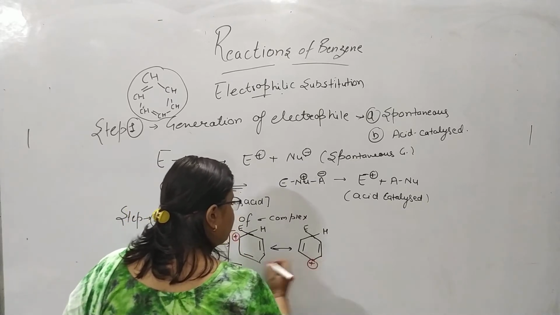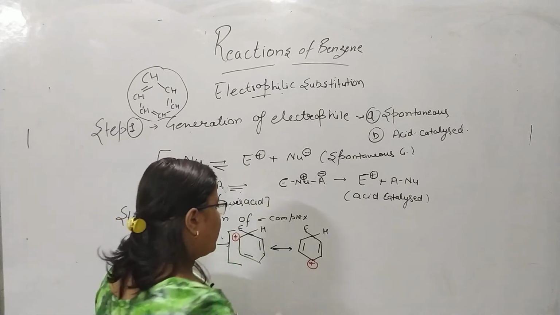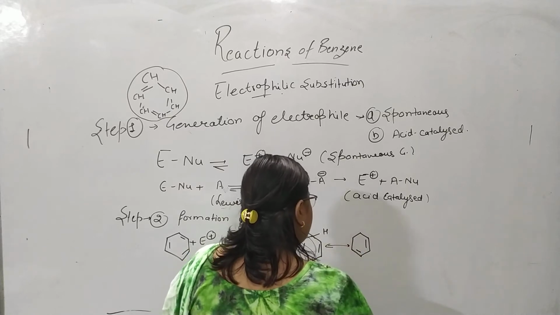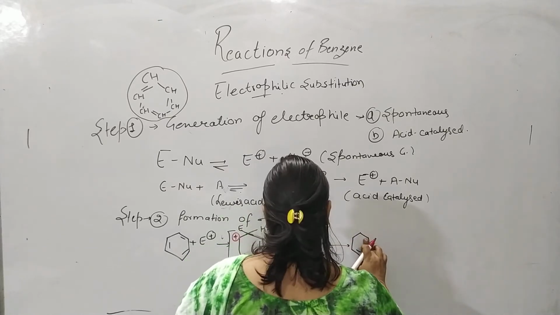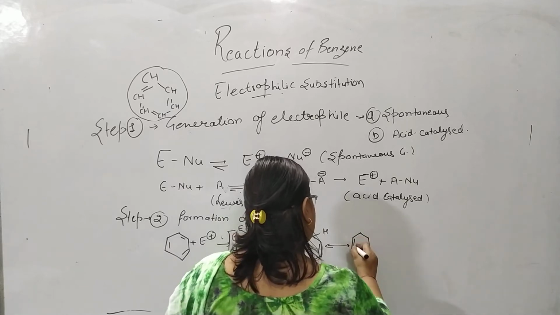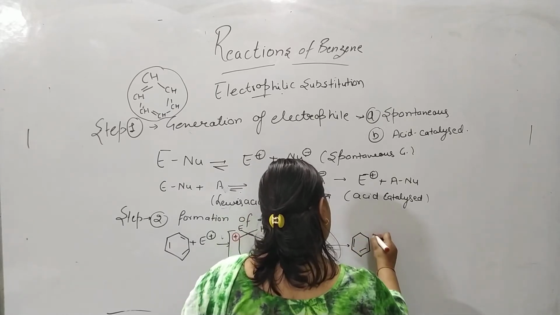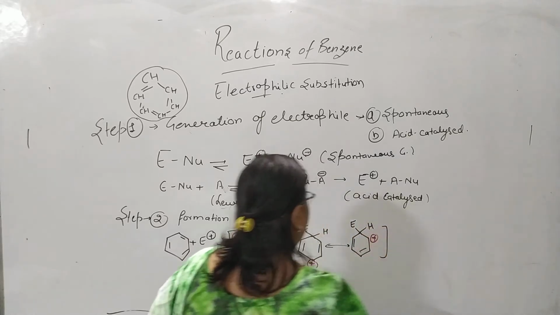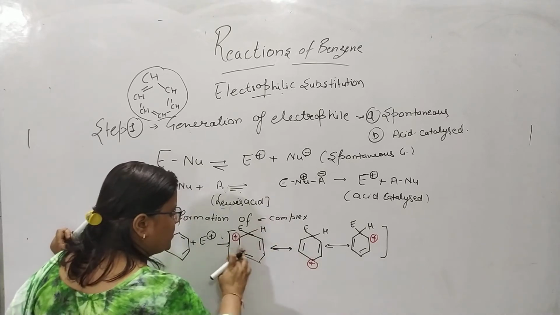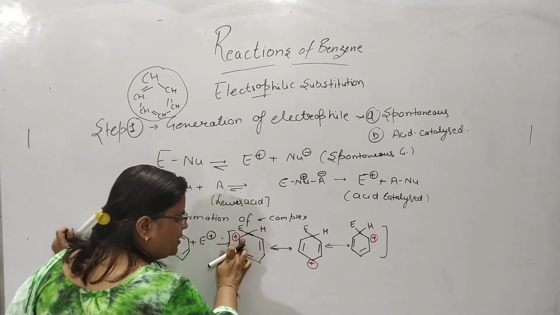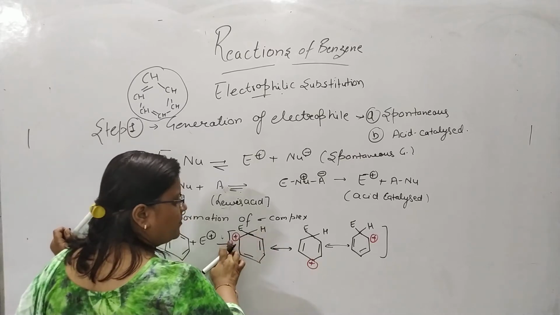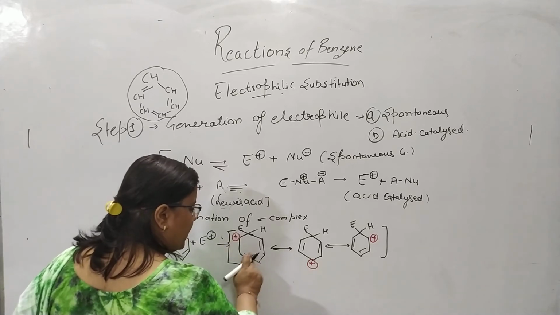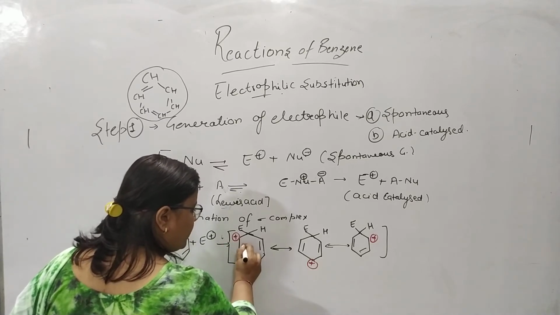and this positive charge will rotate. Look at here, this positive charge comes on the ring. This bond is dissociated and the positive charge comes on the ring, and this positive charge will jump as this double bond shifts towards it.